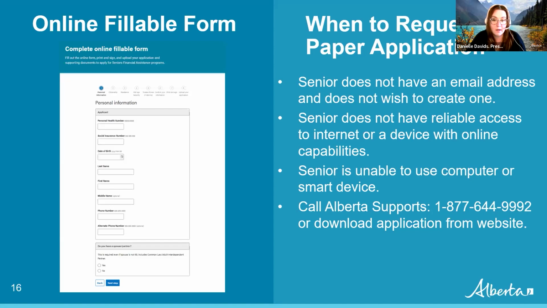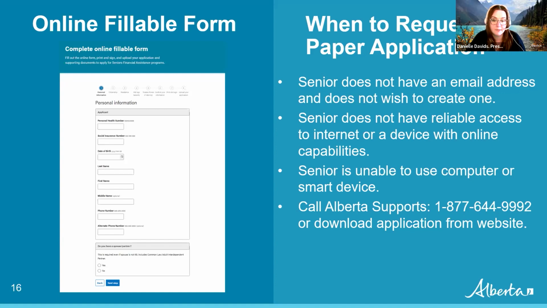So as mentioned, one option for many seniors is to use the Seniors Financial Assistance online fillable form. This does not require the creation of an Alberta.ca account, but it still streamlines the application process with a step-by-step online fillable form, which is then printed, signed, and uploaded, along with supporting documents, to the online uploader tool at sfa.alberta.ca. The image here is an example of what the first page of the online fillable form would look like, which is very similar to the My Alberta Seniors account, but it's going to walk you through each step.